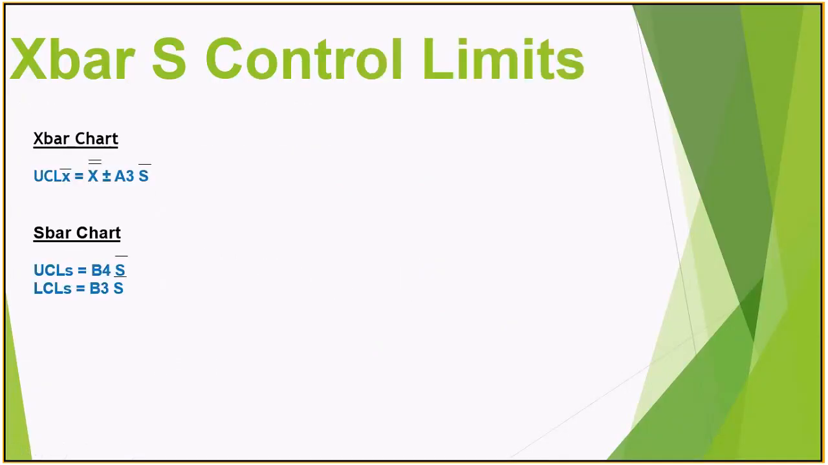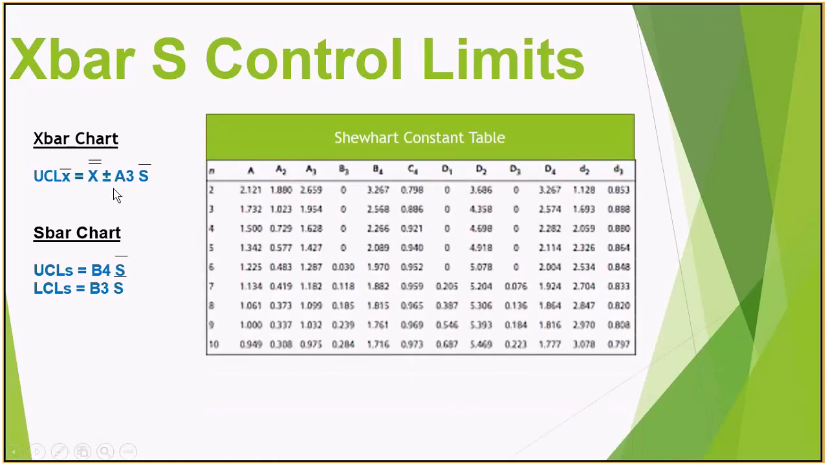This is the formula for X bar chart control limits, which is nothing but X double bar, which you already know now, plus A3. Now what's the meaning of A3? A3 is a shortcut constant, because the control limits are derived by shortcuts. These shortcut control limit constants depend upon the n. N is nothing but your subgroup size.